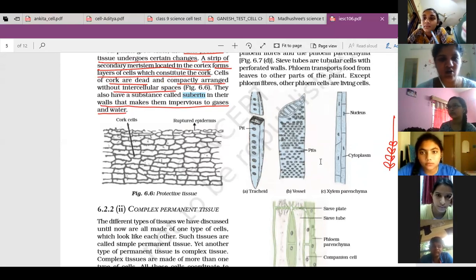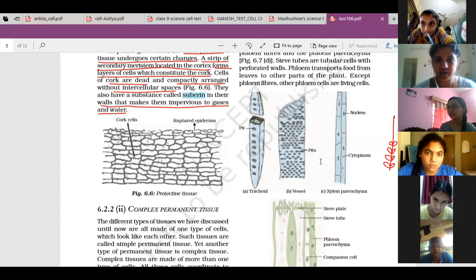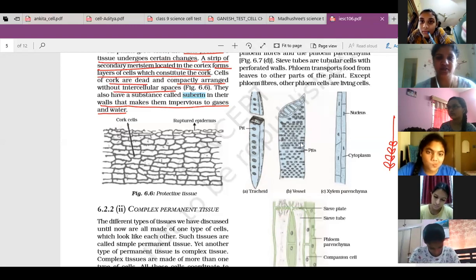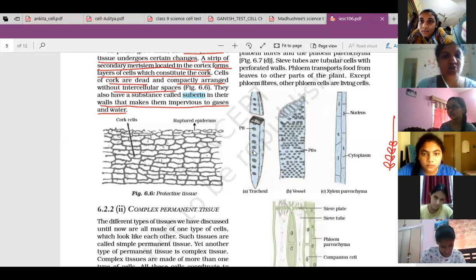Even you see pine or cycas plants in your school. Many cycas plants are there, which are generally found in cold countries, long tall trees. Pine trees are there. So those are non-flowering plants. In those types of plants, the conduction of water is through tracheids. They have tracheids. They don't have vessels.